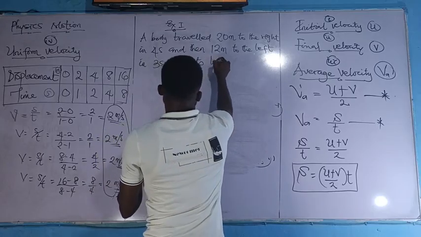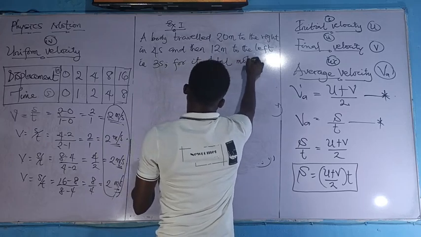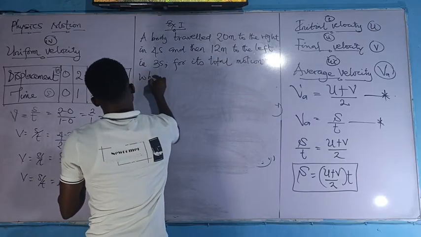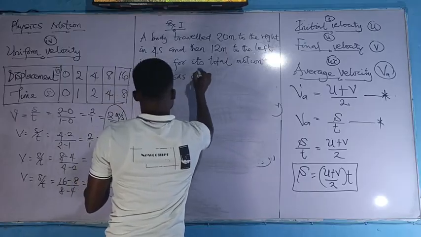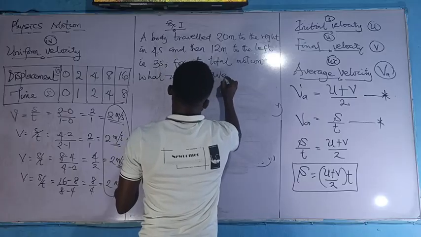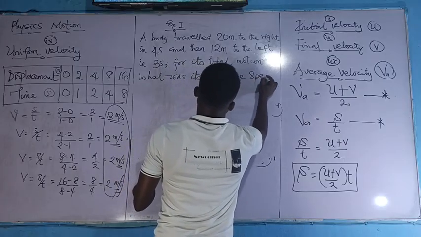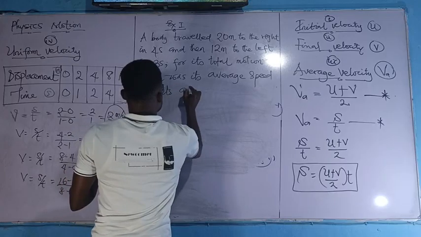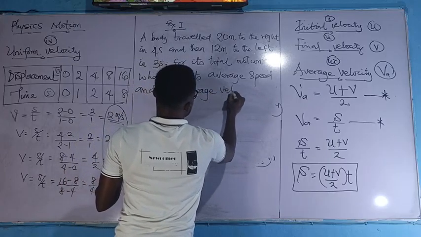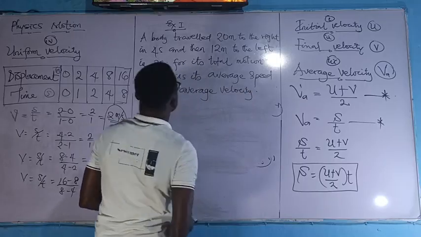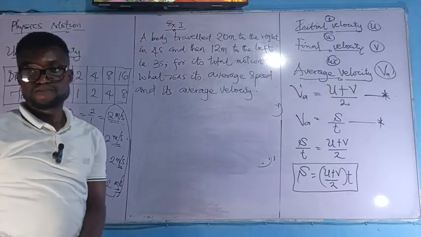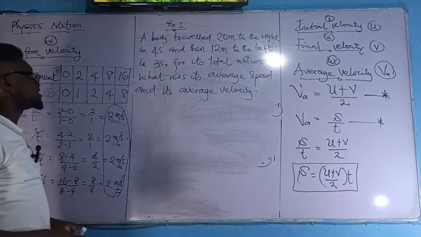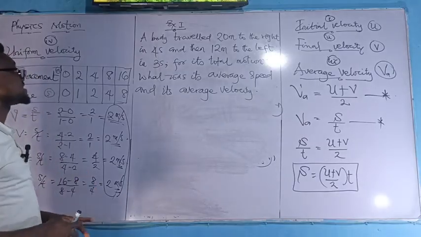For the total motion, what was its average speed and its average velocity? Now we have this very question. Now to solve this, you write down the parameters. Remember, we are asked to find average speed and average velocity, 2 questions at a time.